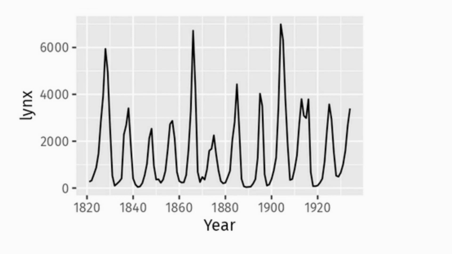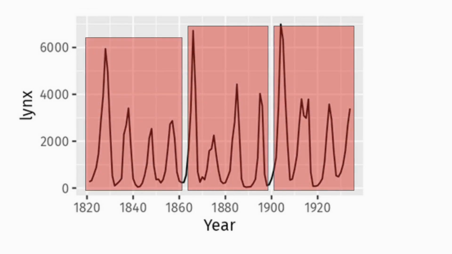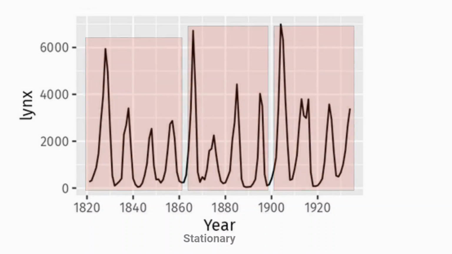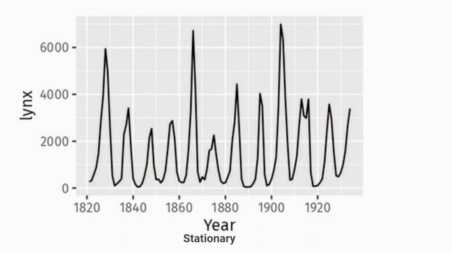The following data represents the number of lynx captured in Canada. We observe that there is a pattern of one high peak followed by three other peaks appearing in conjunction, which is highlighted in red. So we observe that there is seasonality in the data and it should be non-stationary. But this data is actually stationary.